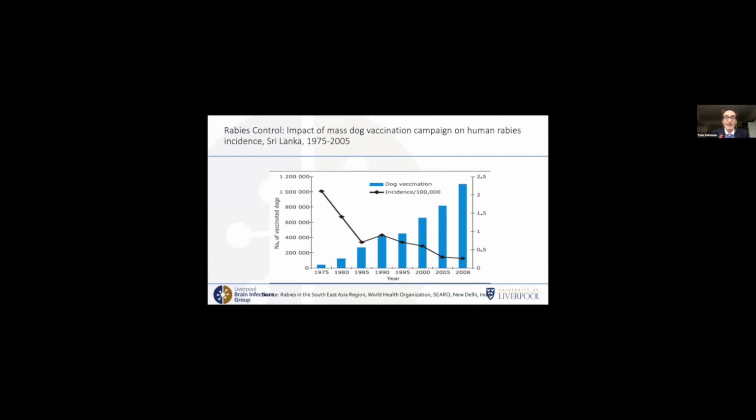And as you can see here in Sri Lanka, as the dog vaccination went up year on year in blue, then the incidence of human disease in black dropped right down. So they are 2 different studies showing you how One Health approaches will get you to the right answer.